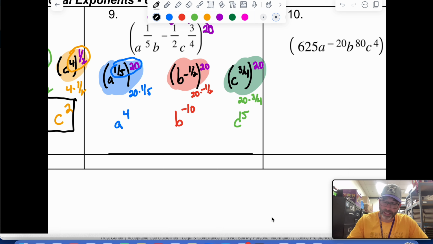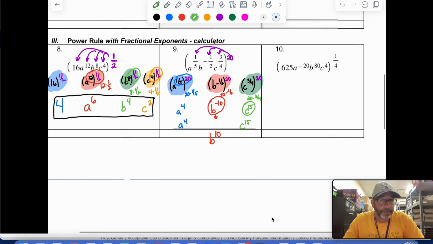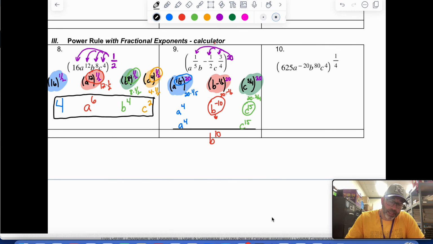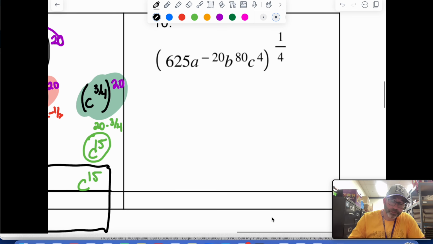We're going to keep a to the 4th where it is. We're going to take this b to the negative 10, and it's going to move down and become a positive. And then the c to the 15th, we're going to keep, and it's going to stay where it is as c to the 15th. Okay, so this is our answer. All right, and then we have one more question. Again, pause it, go back and try to watch it, but let's go ahead and work through this.